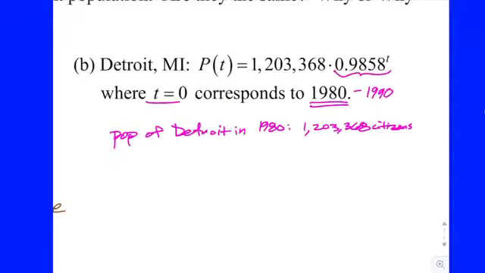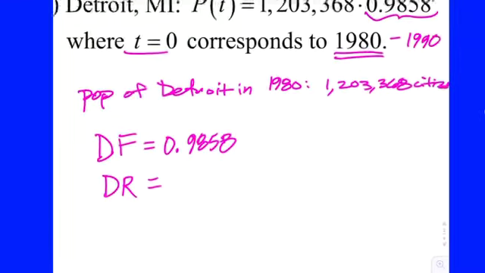So let's go ahead then and identify the decay factor and the decay rate. I might ask you these types of questions on the quiz tomorrow also. Which one of those is easier to find from the equation, the factor or the rate? The factor, because the factor is just the base. Yeah, 0.9858. Good. That is the decay factor.